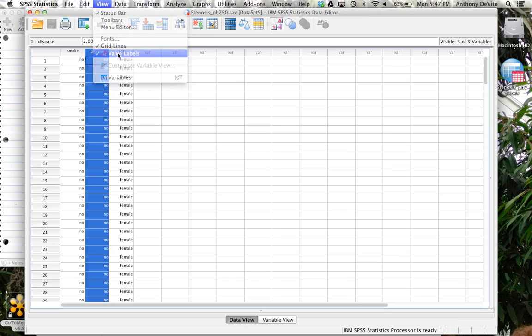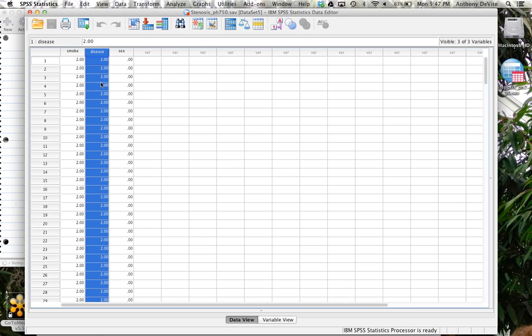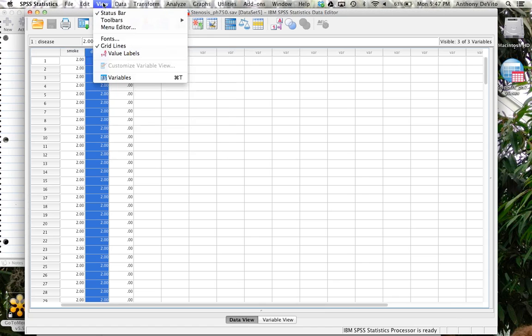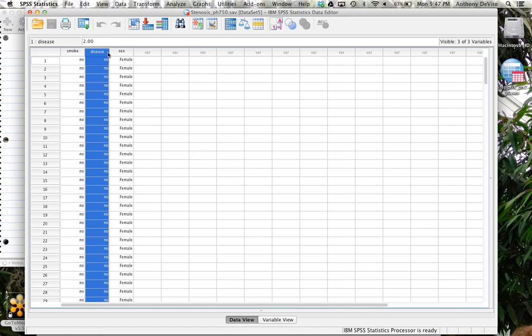Under View, if I turn off the value labels, you can see this is all actually represented by ones and twos, zeros and ones, or ones and twos. In the case of gender, it's zeros and ones. In the case of smoking, it's ones and twos. Okay, so I'm going to go back. I'll leave that turned on.